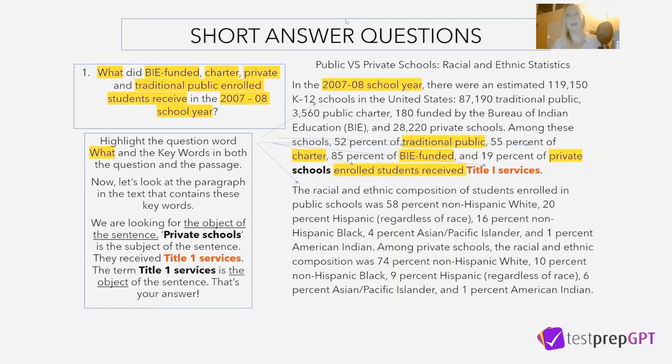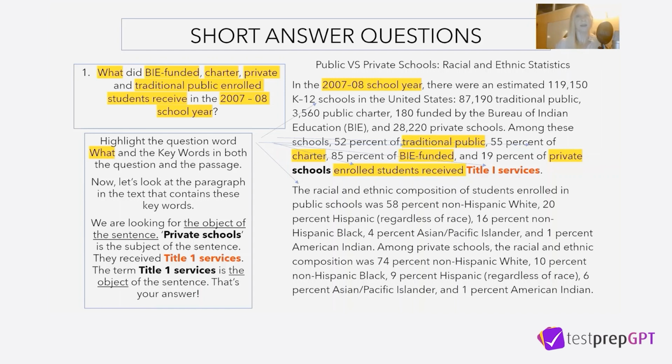So have you noticed something? All of those key words have appeared in the text. Traditional public, charter, BIE funded, and private enrolled students received. So immediately we target the specific area of the text with the answer. And we can see here that those private school enrolled students received Title I services. That's the answer. So you're skimming for the keywords and then you're scanning the text. You're going back and reading in a little bit more detail to find the object of the sentence.